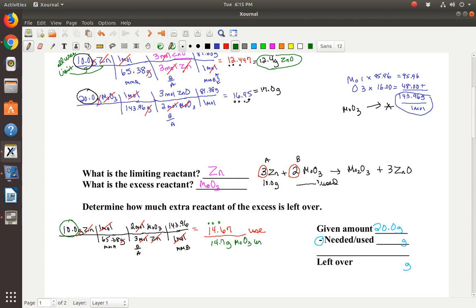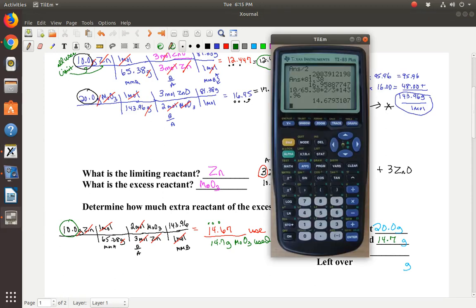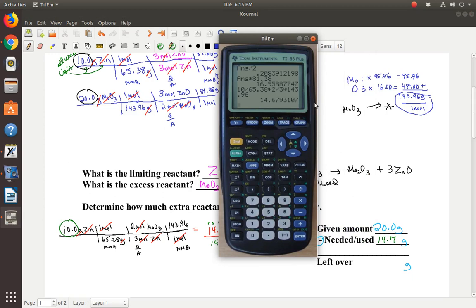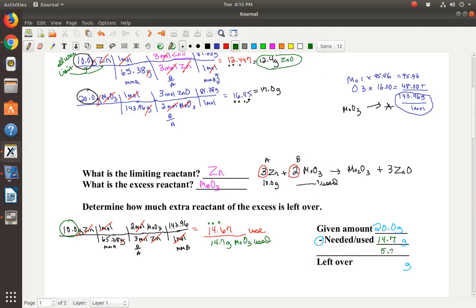MoO3 are used. So since that's the amount used, now I'm going to subtract 14.7 from the amount that I was given, the amount that was put in the vessel, and I'll be able to know how much is left over. So 20 grams minus 14.7 grams is 5.3 grams. 5.3 grams is left over of MoO3. That's your excess. That's the stuff that you did not react.